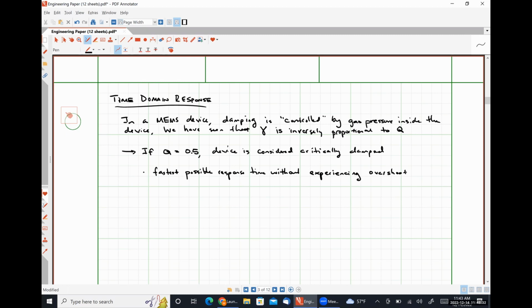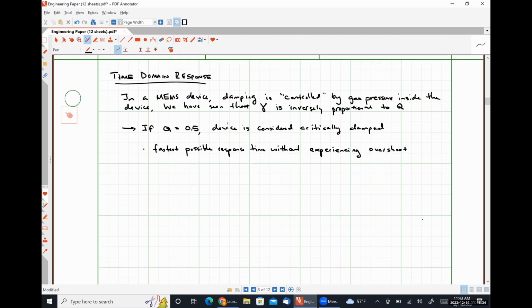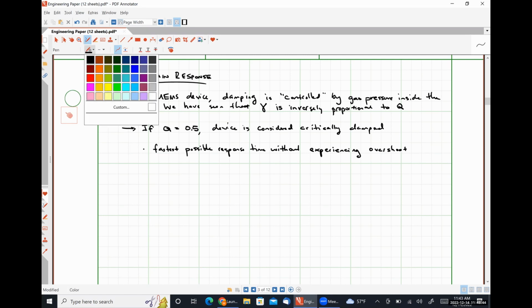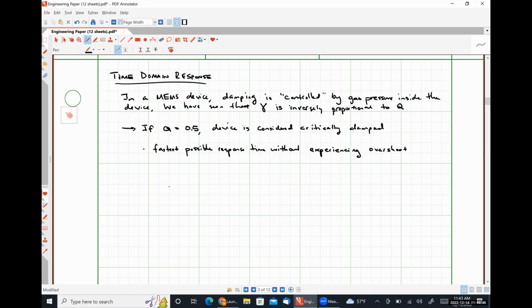So I'm going to draw something here, and it's going to be a little bit out of context because we have not yet talked about over damping and under damping. For a critically damped system, our response is going to look something like this.